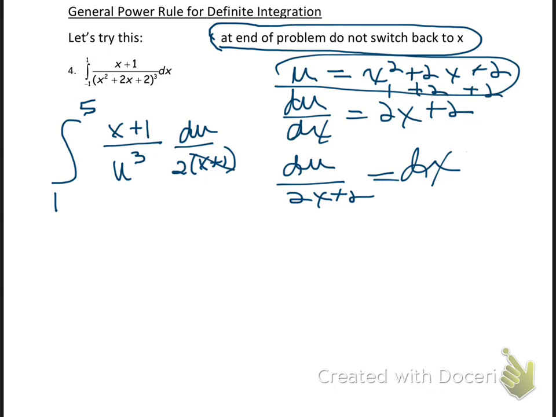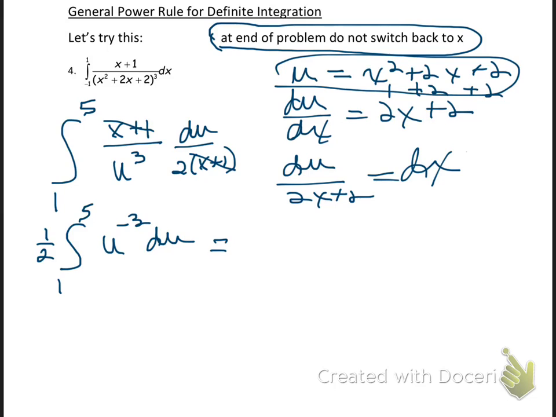Okay, so now let's cancel this with this. And what I'm going to do is I'm going to bring up my u cubed. So my expression is, and let's bring out the 1/2. 1/2 can come out. This is u to the negative 3 du. Okay, so, and I'm going to integrate it from 1 to 5.